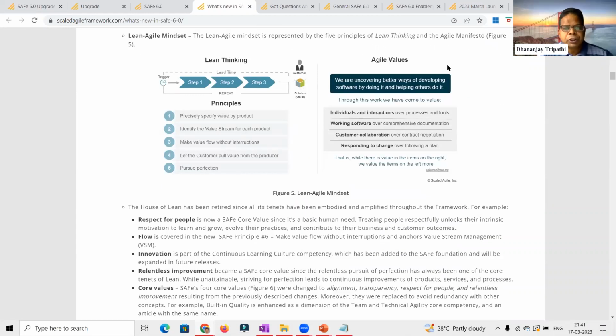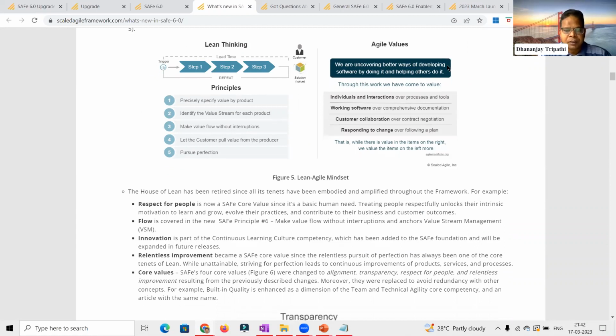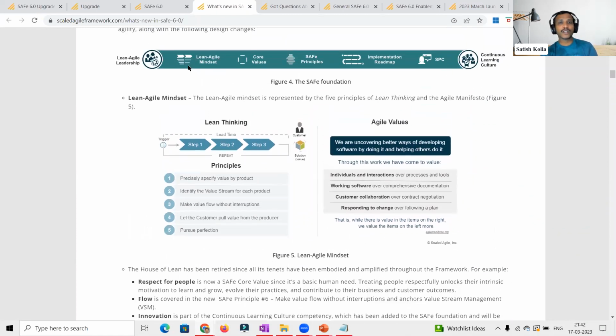Yes, Dhananjay? Yeah, just to add, this House of Lean thinking we had earlier is replaced by these lean thinking principles. So that's one major change. Thanks, Dhananjay. So just to add on, the House of Lean was retired. Now in version 6, no more House of Lean is there. Instead, in the lean-agile mindset, we have lean thinking and the agile values, the agile manifesto.